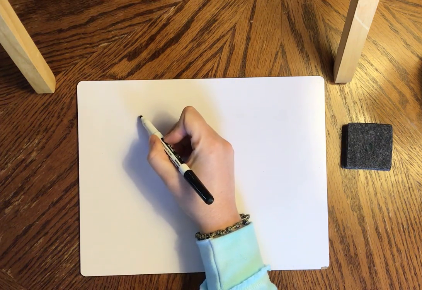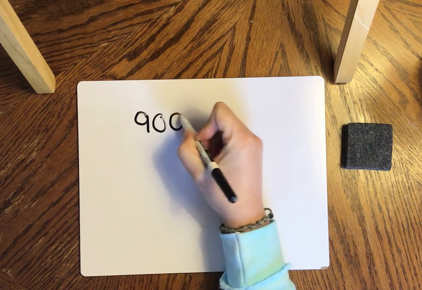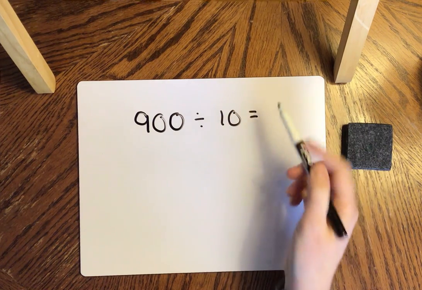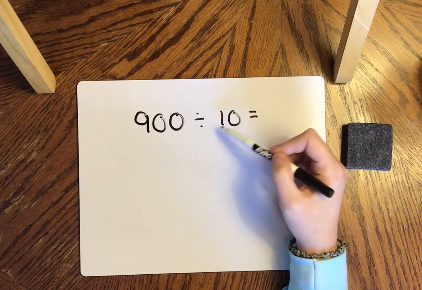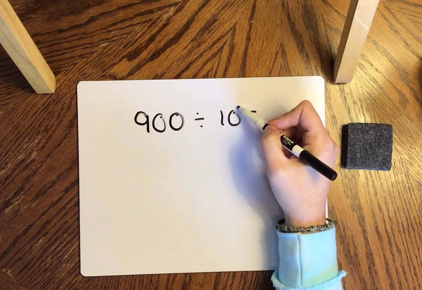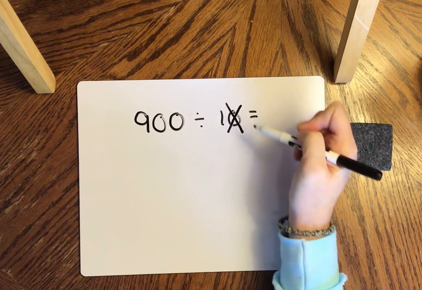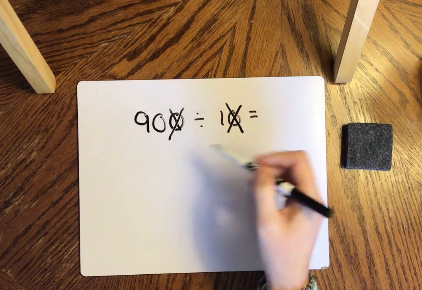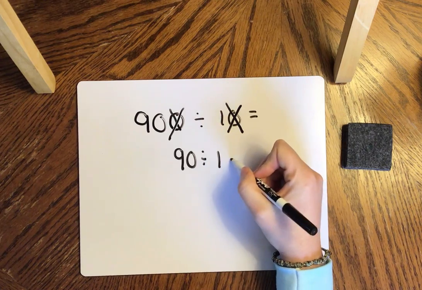Okay, so sometimes we have a problem that looks like this, 900 divided by 10, and the trick is, this is the divisor, the number that we are dividing by. You cross off as many zeros as you have. In this case, we have 1. You match that in the dividend. Then rewrite the problem. So now you have 90 divided by 1.